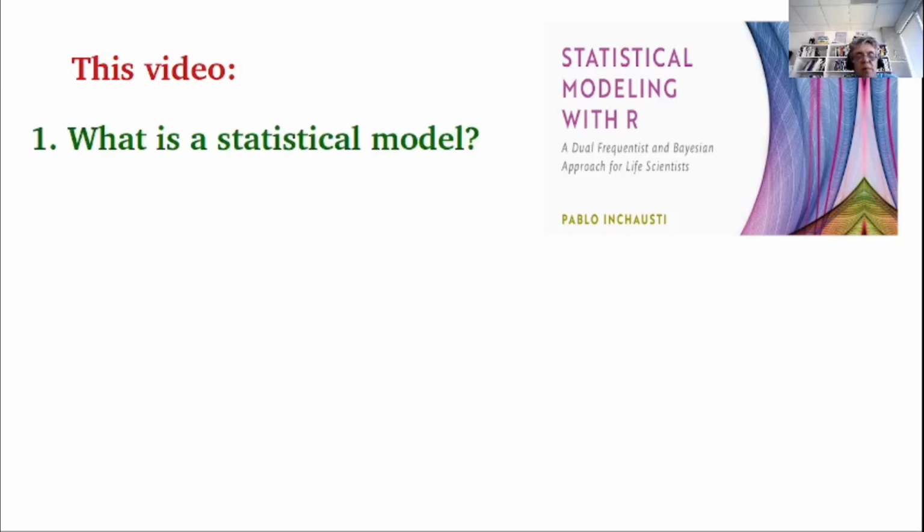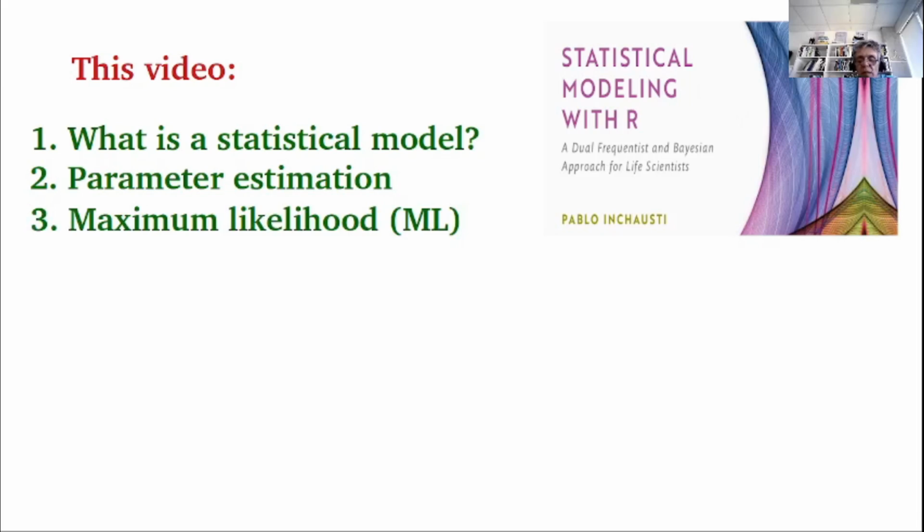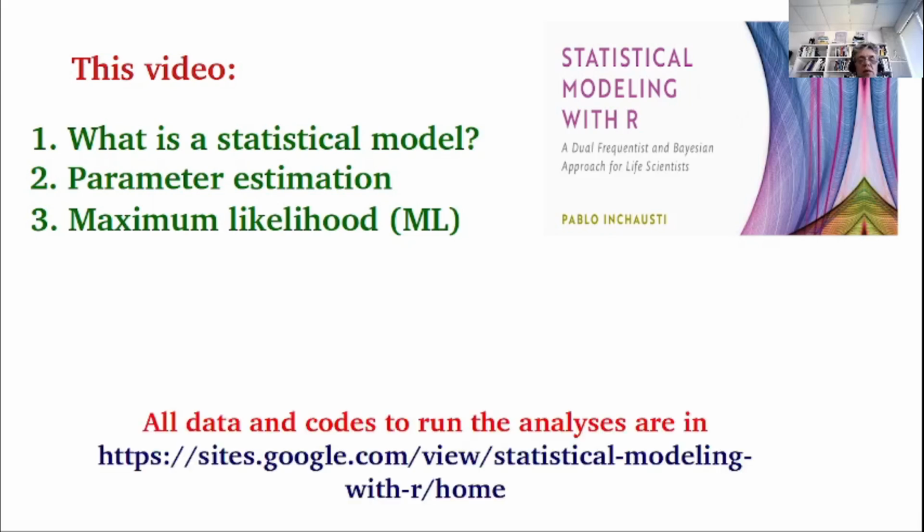I'm going to start with a general definition of what a statistical model is, then talk about the issue of parameter estimation, why we care about it, which is the main goal of statistics, and then talk about a general method, which is the basis of parameter estimation in the frequentist framework, the maximum likelihood method created by Fisher. Code and data to run this analysis can be found on the website shown on the screen.